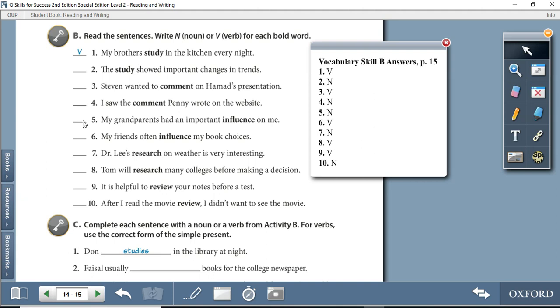Noun. My grandparents had an important influence on me. Noun. My friends often influence my book choices. Verb. Dr. Lee's research on weather is very interesting. Noun. Tom will research many colleges before making a decision. Verb. It is helpful to review your notes before a test. Verb. After I read the movie review, I didn't want to see the movie. Now, after I read the movie review here is a noun.